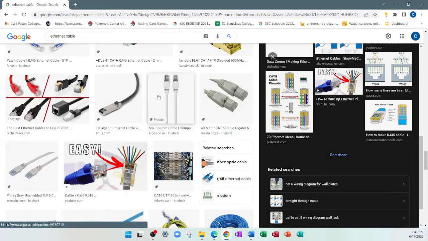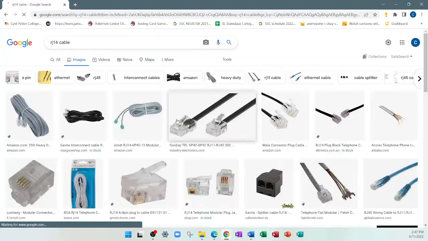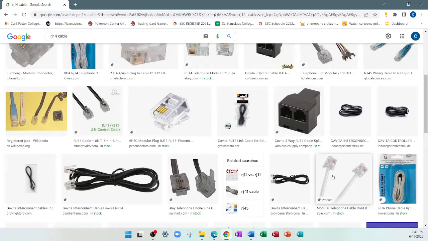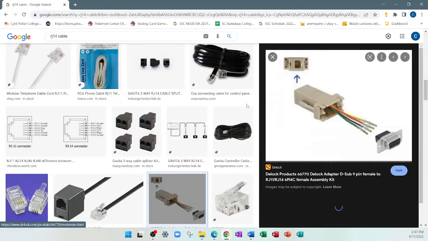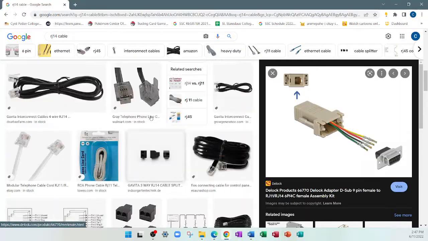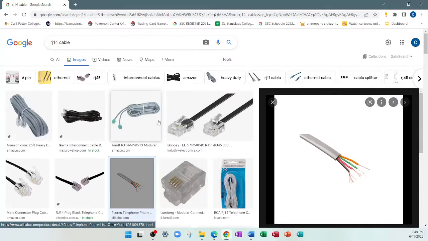Even the telephone cable that plugs into your telephone, the RJ14 cable, I think, if I can remember clearly, that's the RJ14. Yeah, even that cable there, that is also a twisted pair, but it has 4 cables inside of it. So it's still a twisted pair, but this one here, the RJ14, which is the one that plugs into your phone, that one has 4 individual cables. The Ethernet has 8 cables.